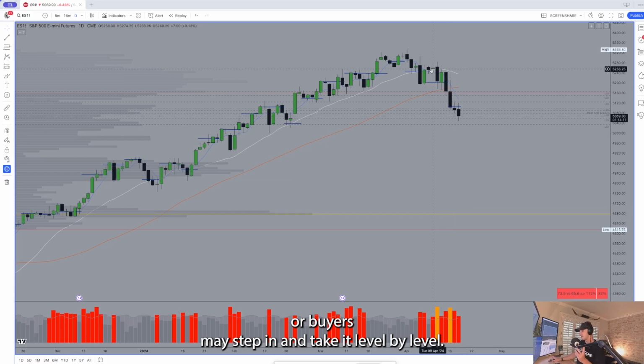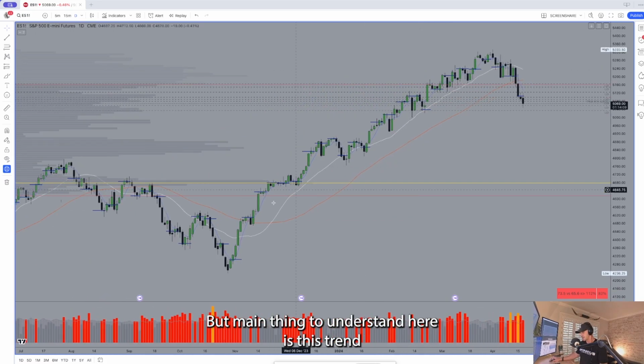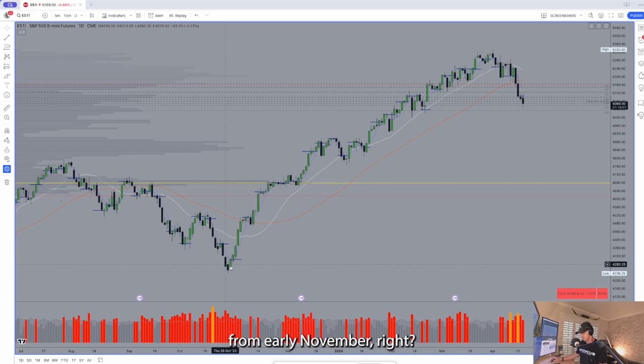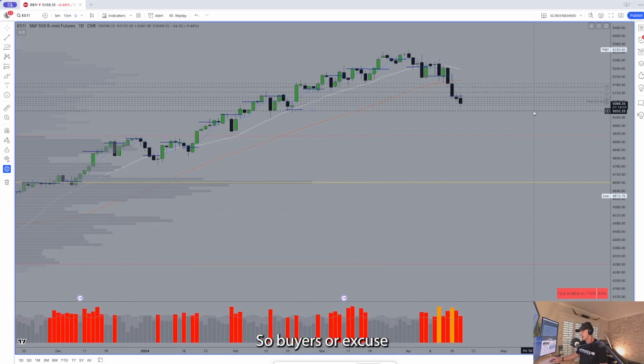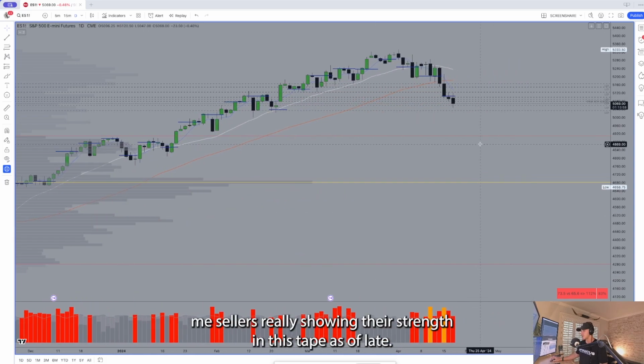Look for those short entries or look for that next area of support where buyers may step in and take it level by level. But the main thing to understand here is this trend from early November. This has pretty clearly rolled over here. So sellers are really showing their strength in this tape as of late.